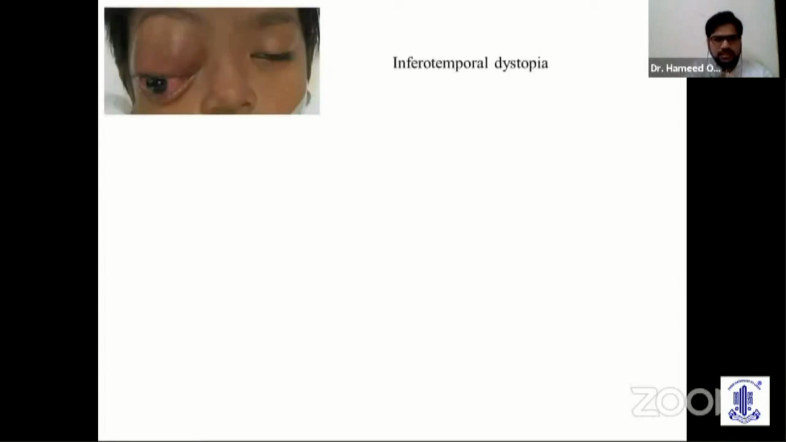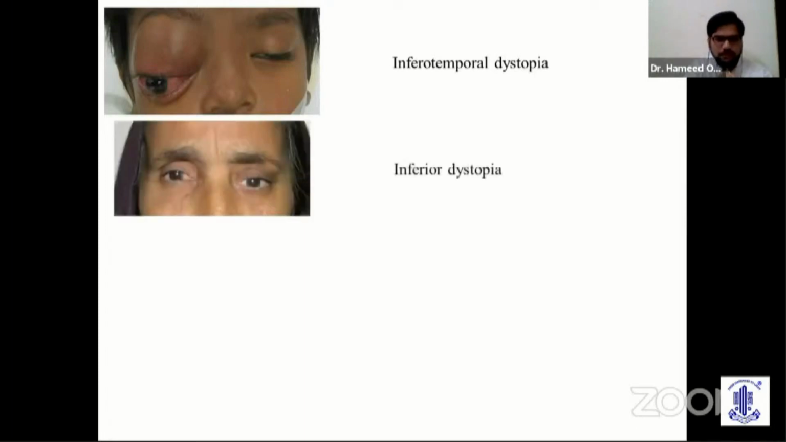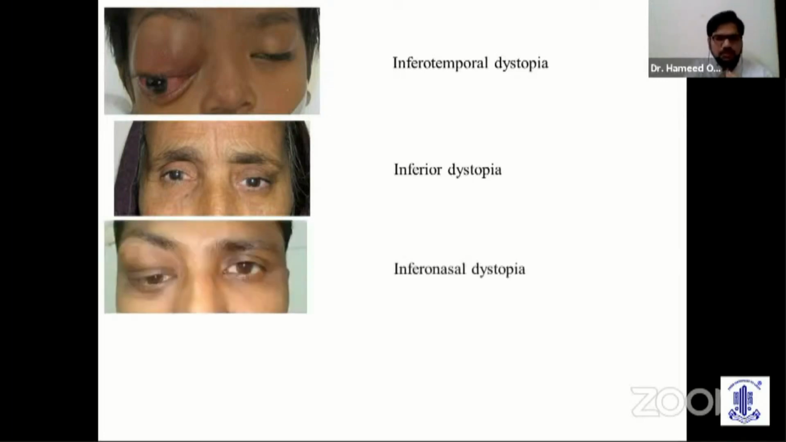Like for example, in this case, you can see there's an inferotemporal dystopia, which is mainly because of lesions in the superonasal quadrant, such as rhabdomyosarcoma, meningocele, encephalocele. This is a case of an inferior dystopia, that is because of a lesion in the superior orbit. For example, you can have schwannoma or lymphoma presenting in this quadrant. Whereas inferonasal dystopia is because of a lesion in the superotemporal quadrant. That's where we have the lacrimal gland. So any lesion of the lacrimal gland, be it benign, malignant, or inflammatory pathology, can present with inferonasal dystopia.